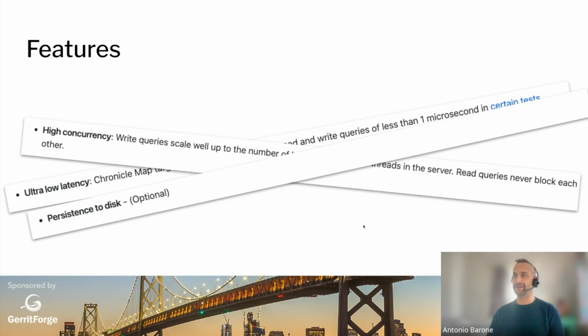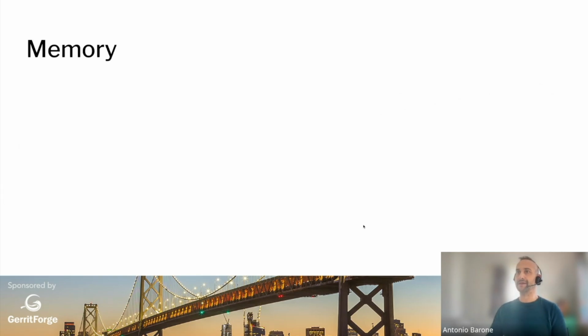I believe the first implementation came up around Gerrit 3.3, I think it was. Yeah, unless I'm mistaken, it could be 3.4. But this is available. It's been available for quite a while. So let's see how Chronicle Map achieves these promises that it is making.